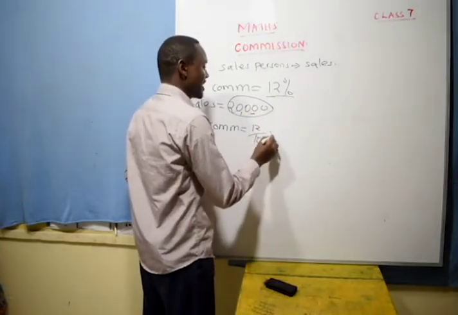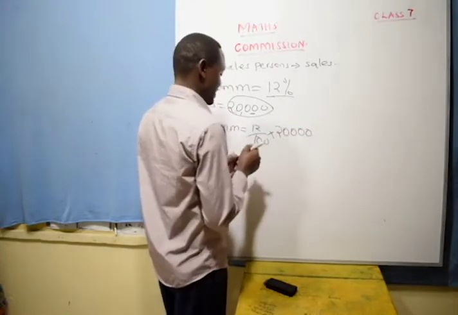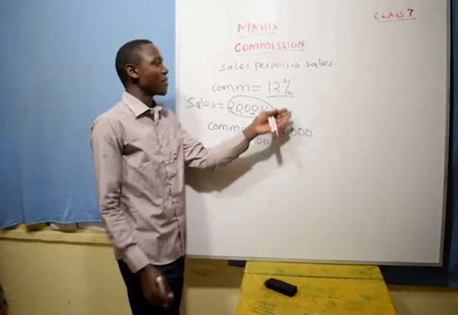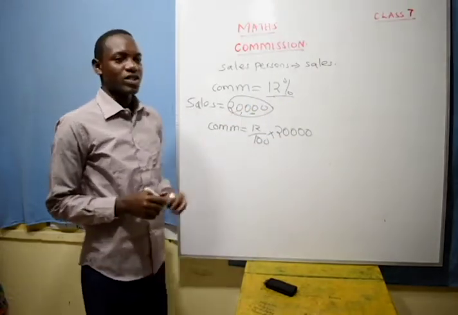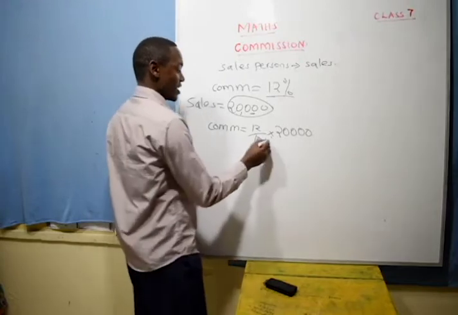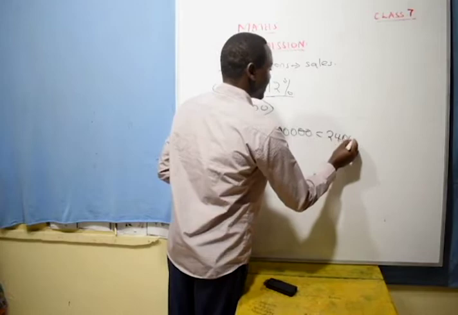12% means 12 over 100 times the total sales. 12% of what you sell. And this month you sold goods worth 20,000. So your commission will be 2,400 shillings.